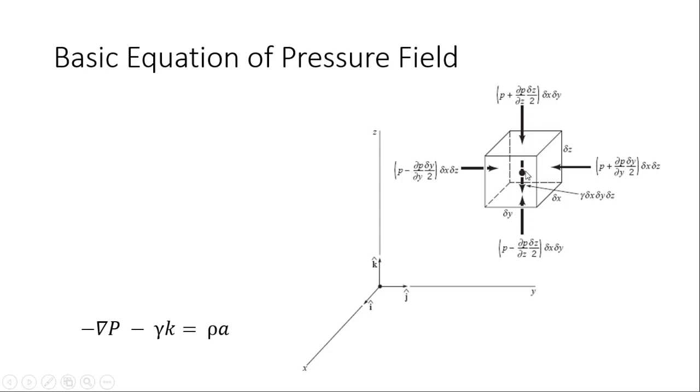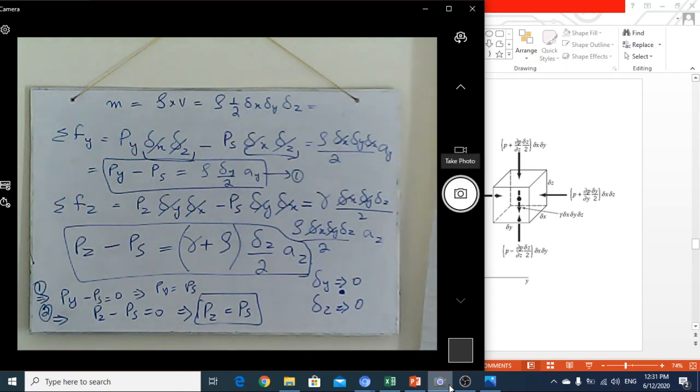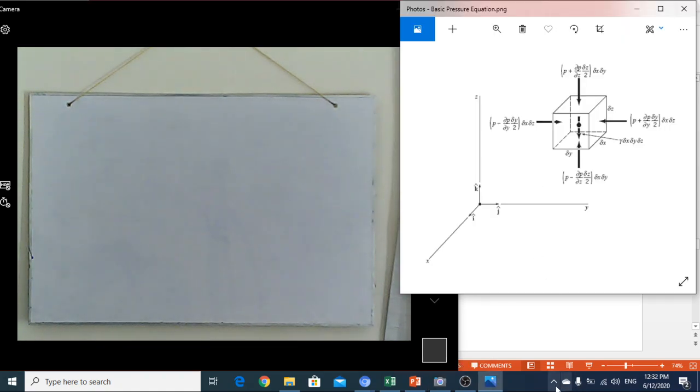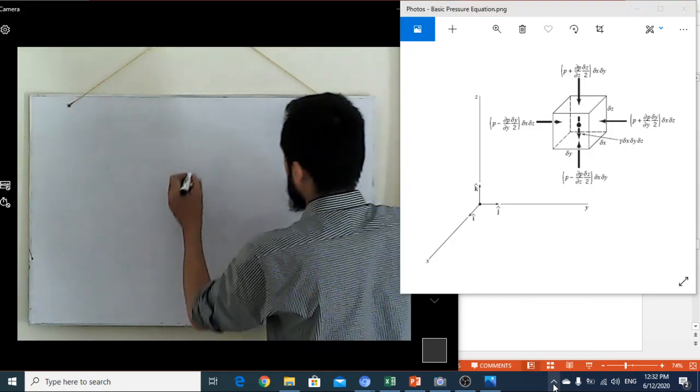Let's consider this figure on the whiteboard. Just pause it. Okay. This is a box.